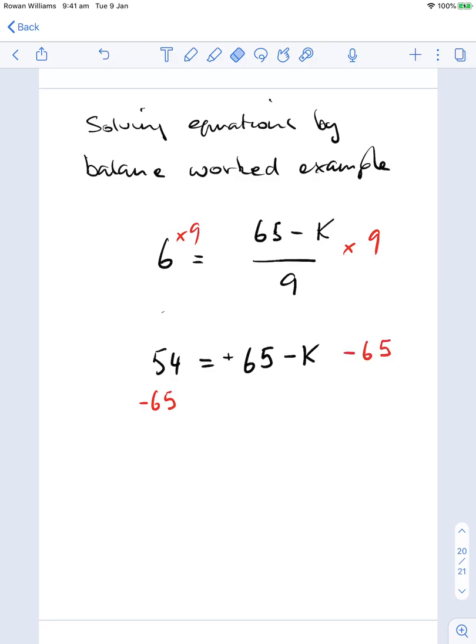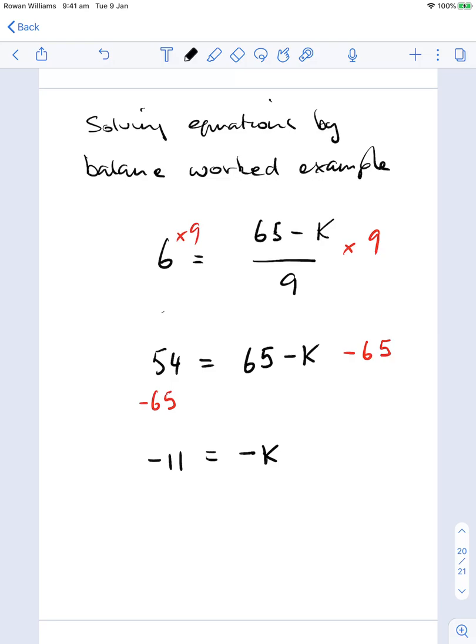Because if I had 65 take k minus 65, it doesn't matter which order I do the minuses in there, I'm just going to have 65 take 65. That'll leave me with 0. And then I would just have minus k by itself. So let's rewrite that out for what we have now. 54 take 65 is minus 11. And then 65 take k take 65 just becomes minus k.